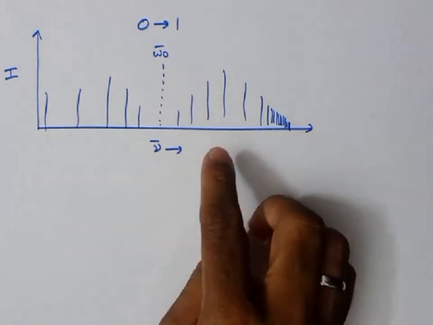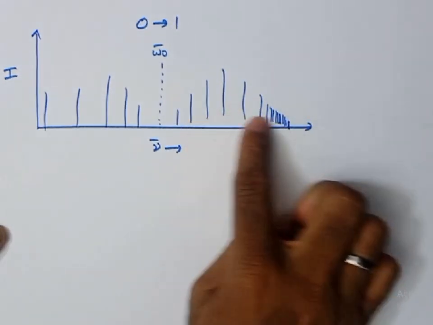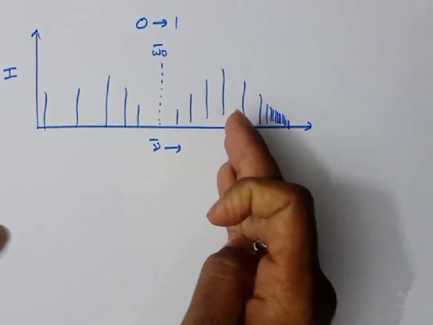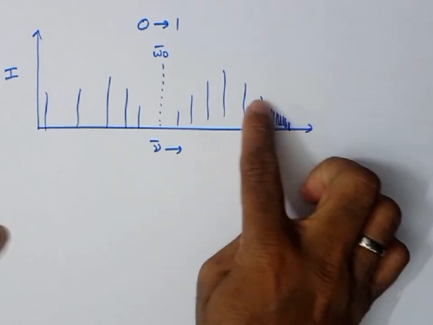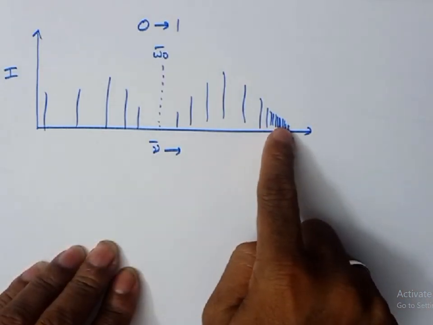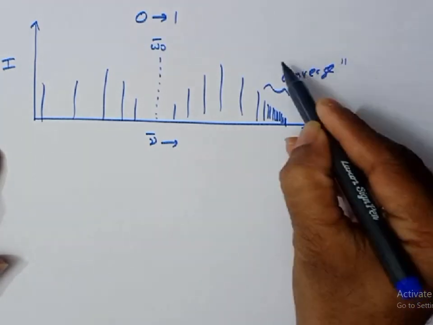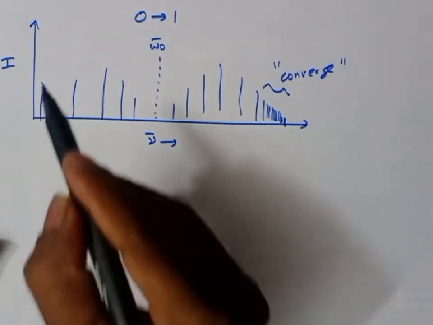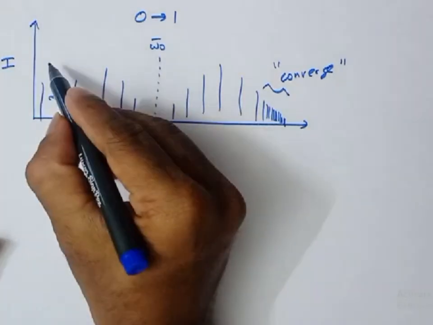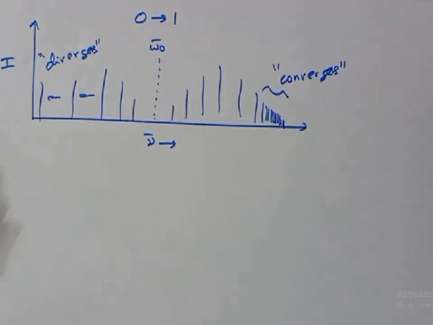Listen, in the spectrum, these are all R branch lines, and these are all P branch lines. If you go to the higher frequency side, the R branch lines start to converge, correct? They come closer, closer, closer. Here the R branch lines converge. What about here? Students, see the gap. The gap is increasing. That means here the lines diverge. Here they converge, here they diverge.